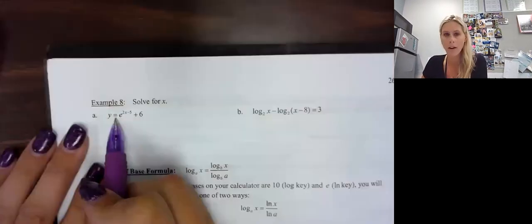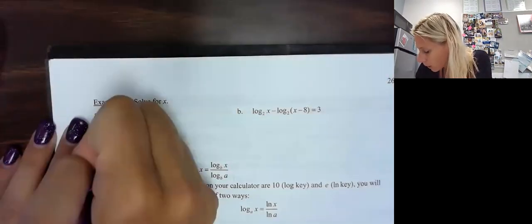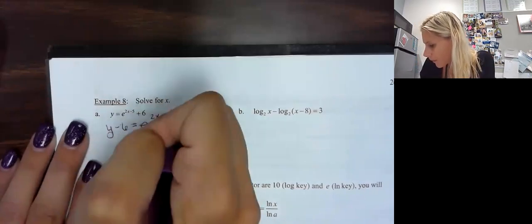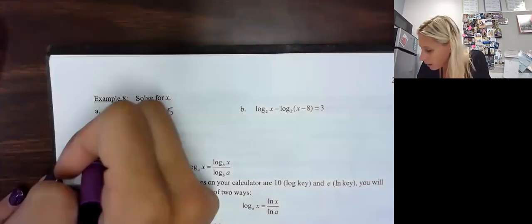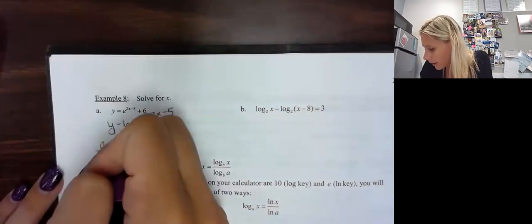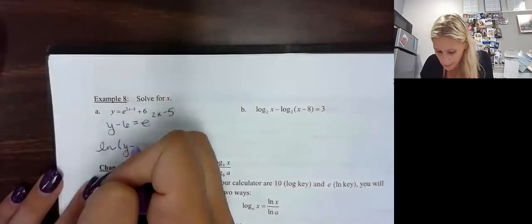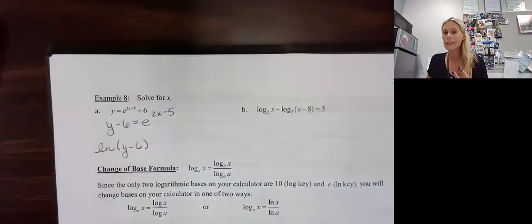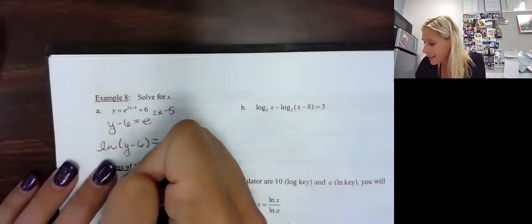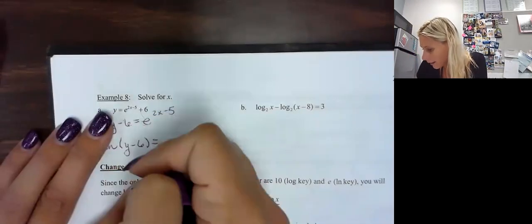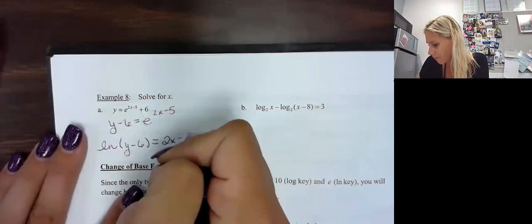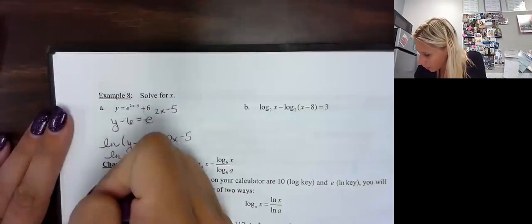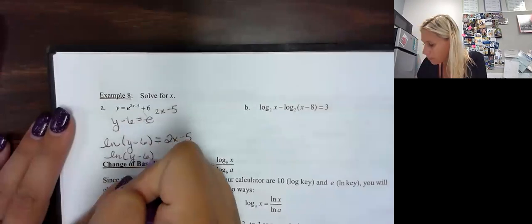We're going to get x by itself. What's furthest away is to subtract the 6. We get e to the 2x minus 5. How do we get rid of e? Well, we do ln. Now, be careful here because you want to do ln of y minus 6 in parentheses because we're lning that whole side. So if we ln this side, it gets rid of the e, leaving us with 2x minus 5. Then I have ln of y minus 6 plus 5.